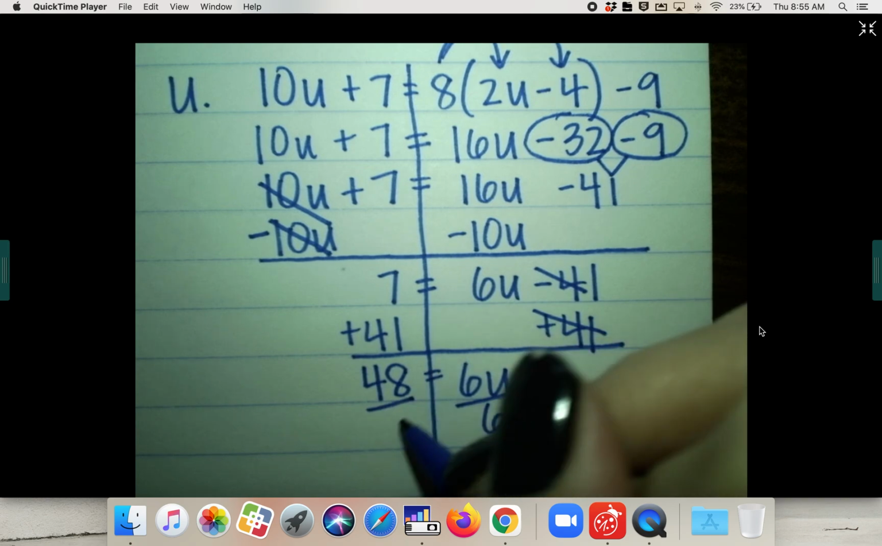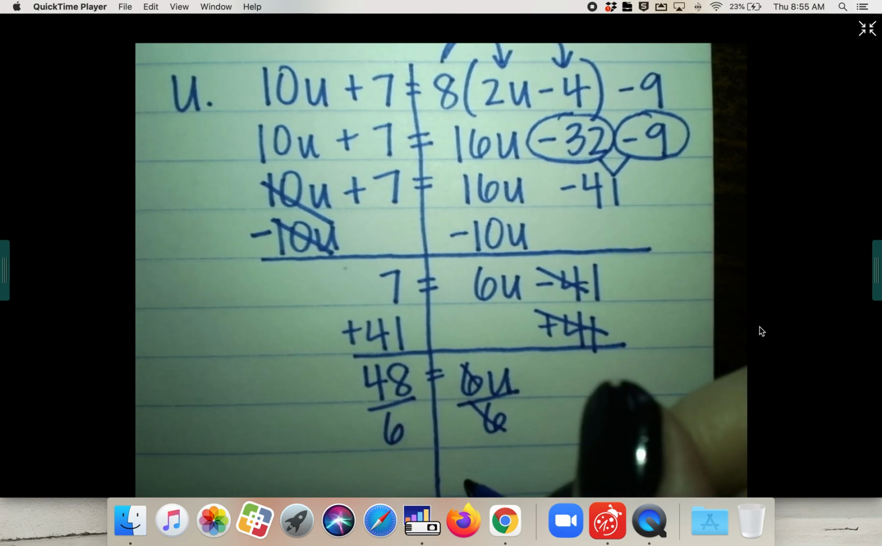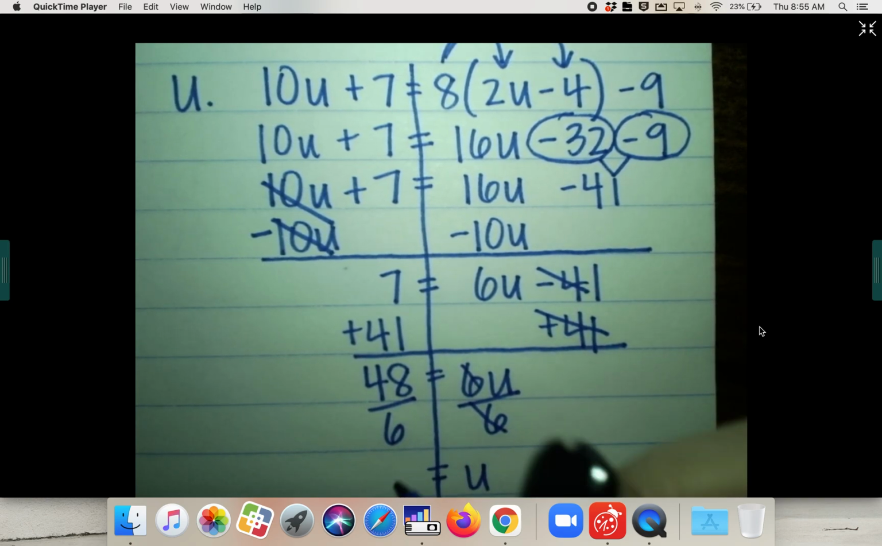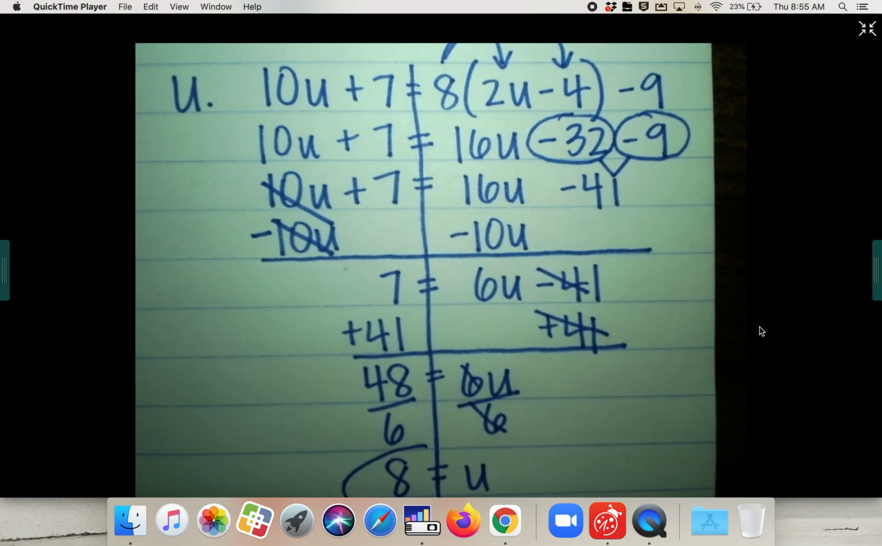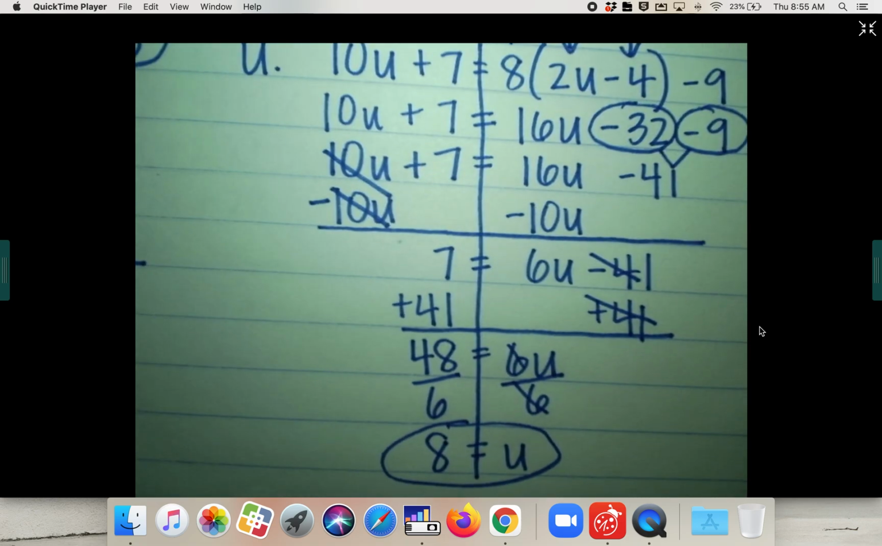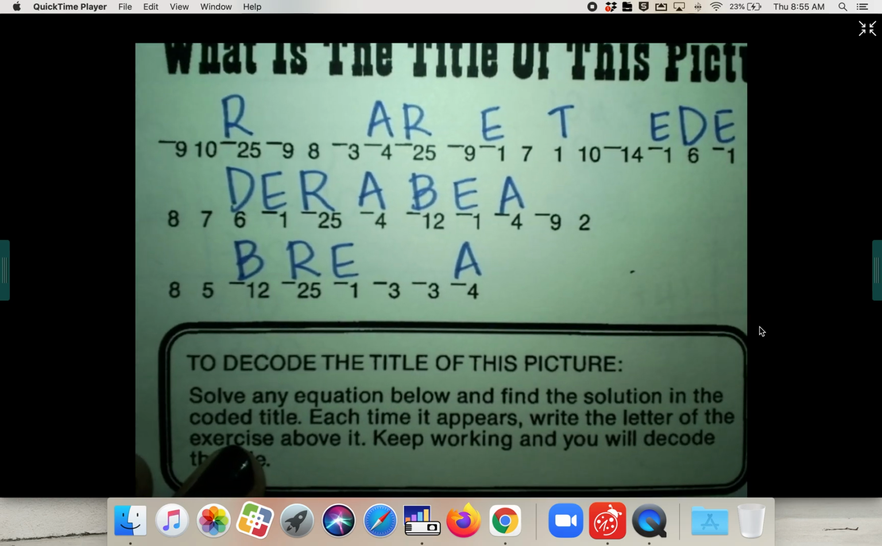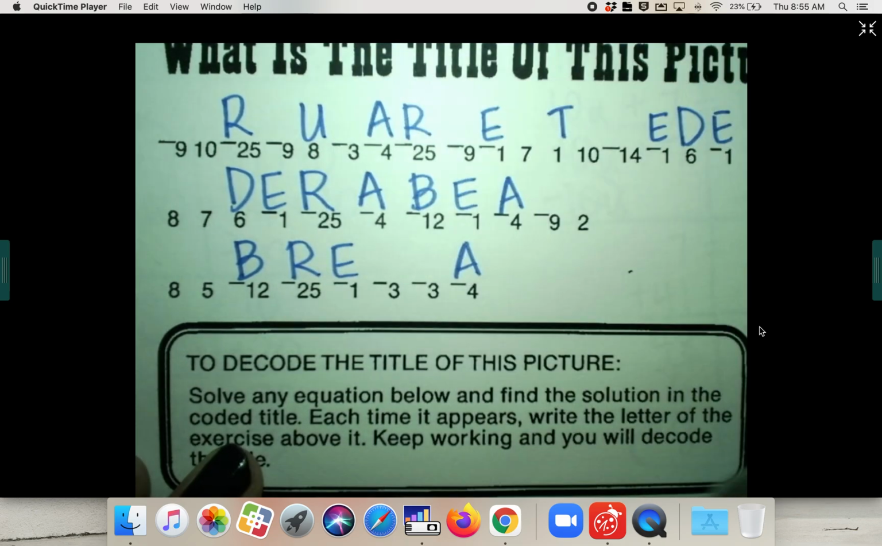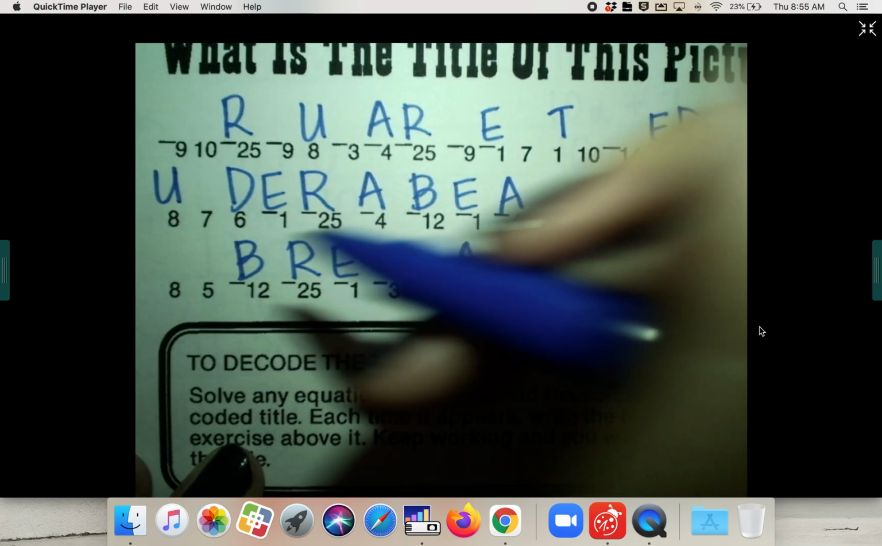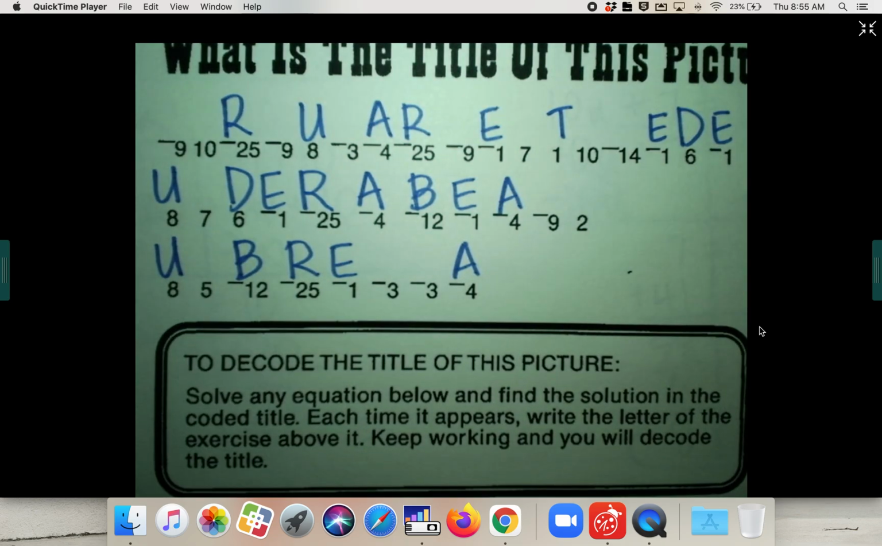Hannah assumed that the 8s were u's, and I think she might be right. Go Hannah. Hannah might be really good at Hangman. So all the 8s are u's. Let's check this out. This is a u. This is a u. This is a u.